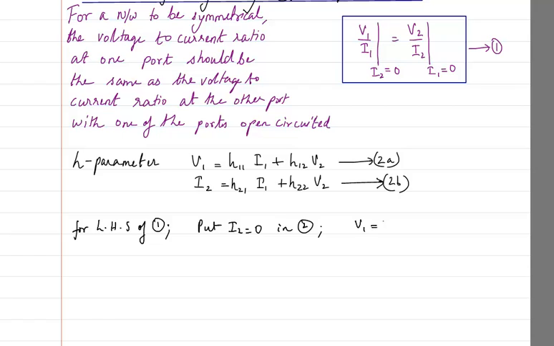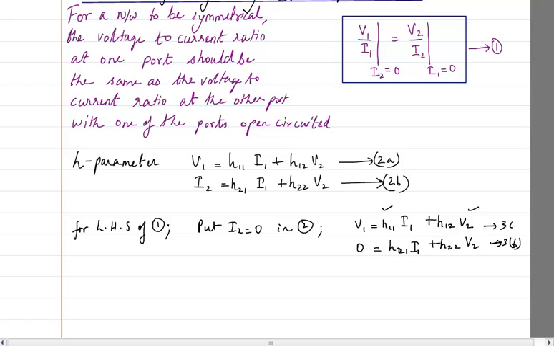So I will get V1 is equal to H11 I1 plus H12 V2, and I2 is 0, and I am having H21 I1 plus H22 V2. Now I am interested in V1 by I1. If I am interested in V1 by I1, I have it in the first equation, but I have to avoid V2, for which I will look at the second equation. So I will write this as 3b, and this I will write as 3a.